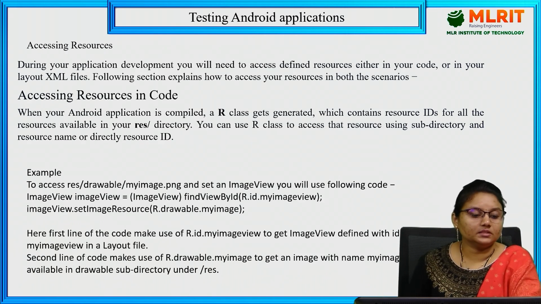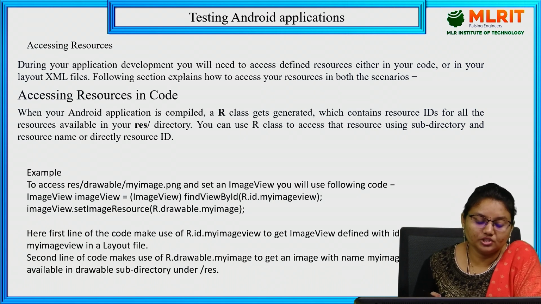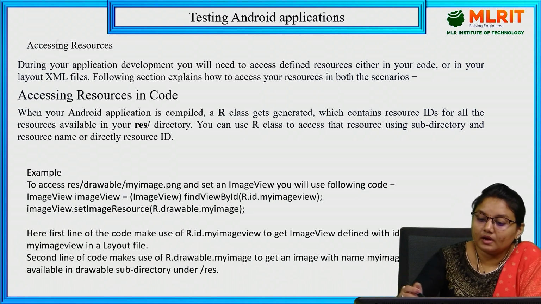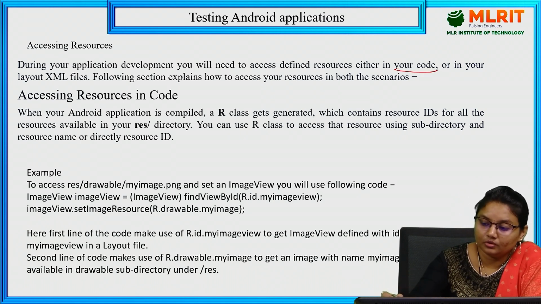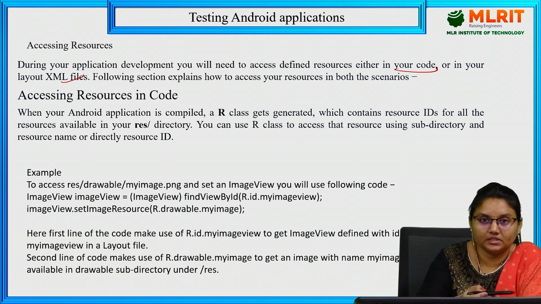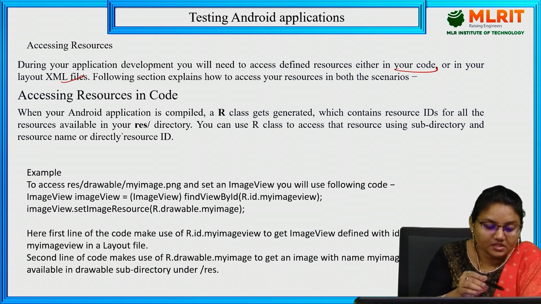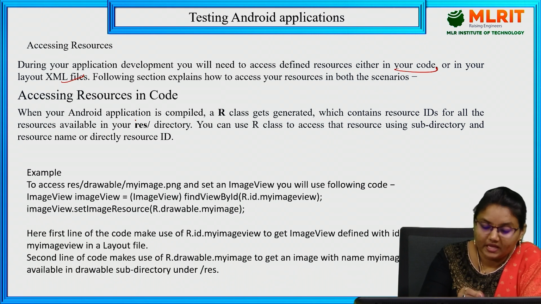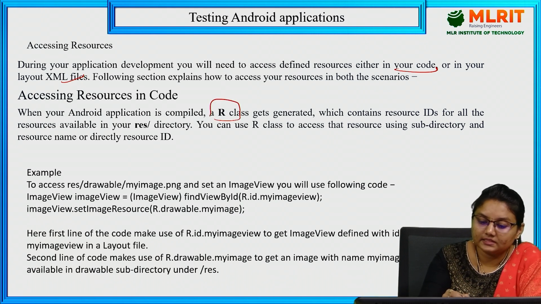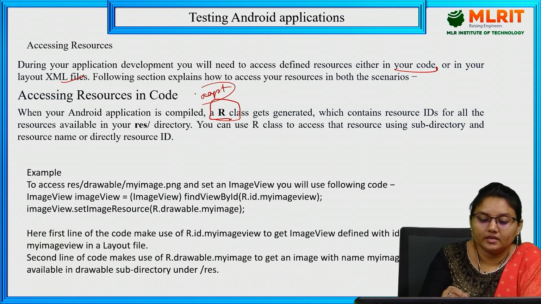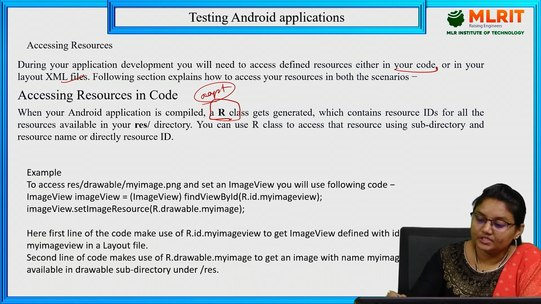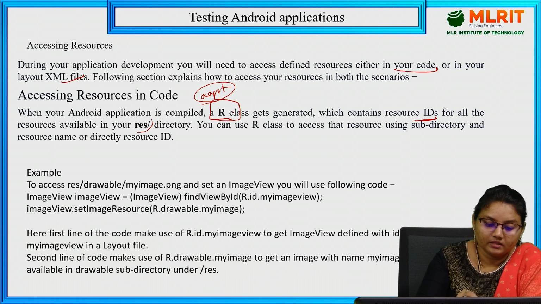So accessing the resources during your application development, you need to access defined resources either in your code or the XML files. This we have seen in the previous session how to do that. So this section will talk about the resources in both the scenarios. So how to access? In your Android application, if you compile your application, the R class gets generated. That we know. Your aapt tool will be generating this R class, which contains resource IDs in the resource directory.